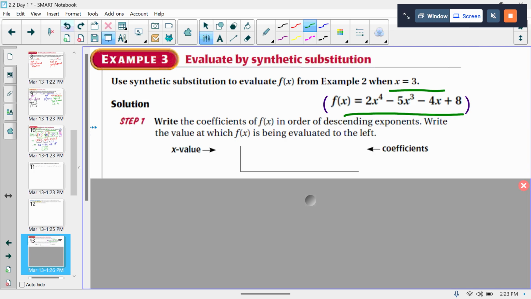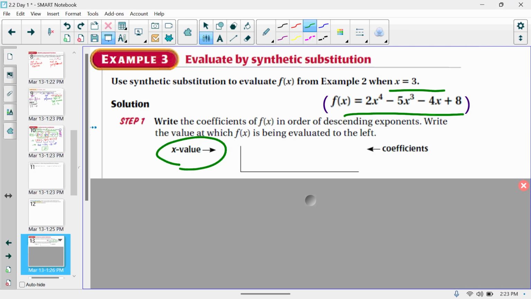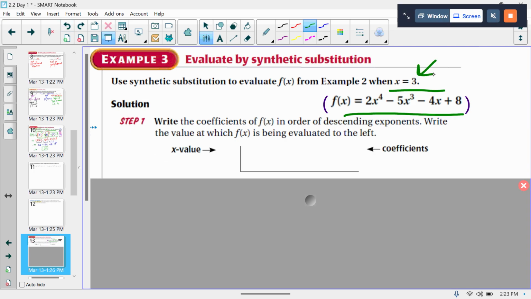So what you're going to do, if you want to take notes at the same time, you're going to put your x value, 3, right here. And then across here, we're going to be putting all the coefficients of the polynomial.